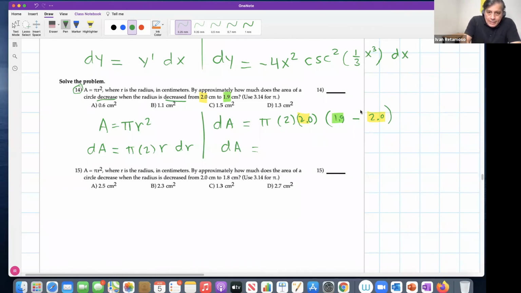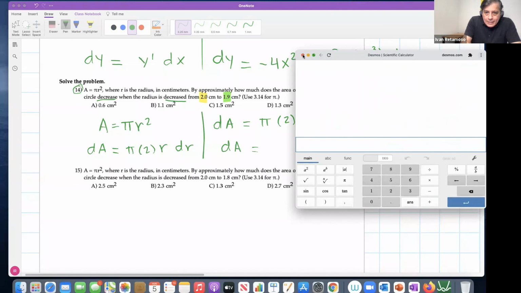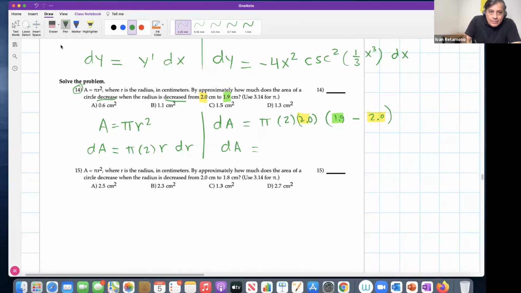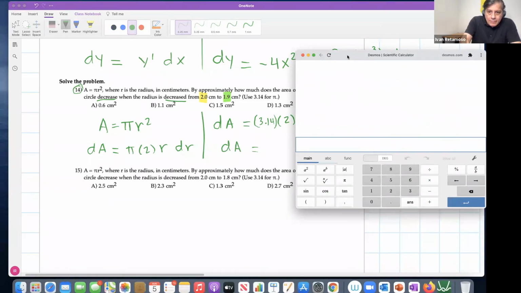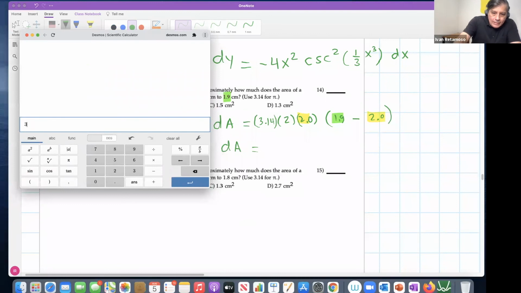Let's multiply, right? Pi, which they say should be 3.14, right? So this pi, they say substitute it for 3.14. Let's follow the instructions, right? So we're gonna do 3.14. The truth is that even if you write pi there in the calculator, it shouldn't change much the answer, right? You should be able to identify your answer, but let's just play safe, 2.0. And then 1.9 minus 2.0.